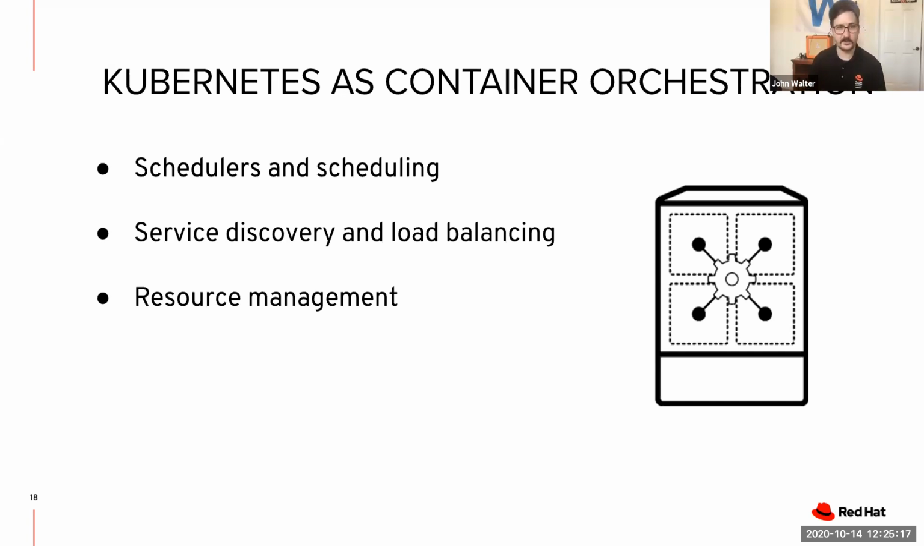The second feature, service discovery and load balancing. So, in any system, service discovery can be a challenge. Kubernetes is not an exception. The more services that make up your application, the more difficult your application is to track and to manage. And thankfully, Kubernetes automatically manages service discovery.